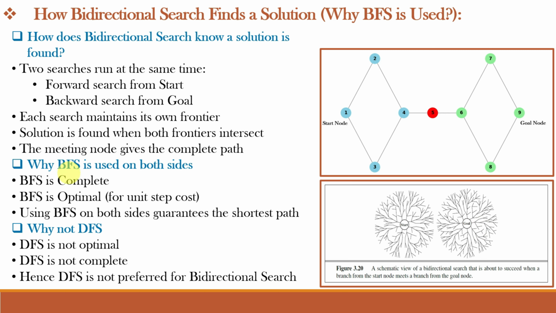Now why do we use BFS here? See, BFS is complete, so it will always find a solution if one exists. BFS is also optimal when each step has equal cost. So when we use BFS from both the sides, we are guaranteed to get the shortest path. See, DFS can also be used, but it is not safe. DFS may miss the shortest path, and in some cases it may not even finish. That is why bidirectional search is usually implemented using BFS on both the sides.